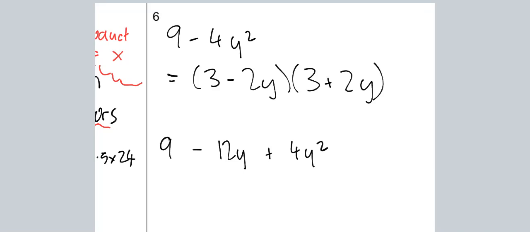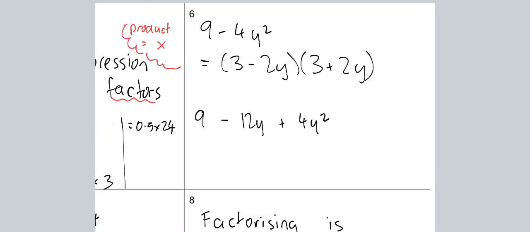So just be mindful of that: if you don't see an operation between 2 things in algebra, it's because it's multiplication. Similarly, if you don't see an actual physical number in front of a variable, it's implied to be one lot of it. Okay, so that's 3 minus 2y, 3 plus 2y.